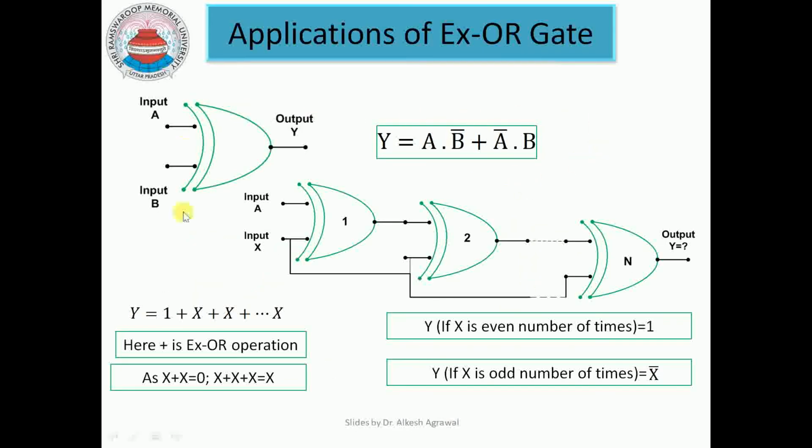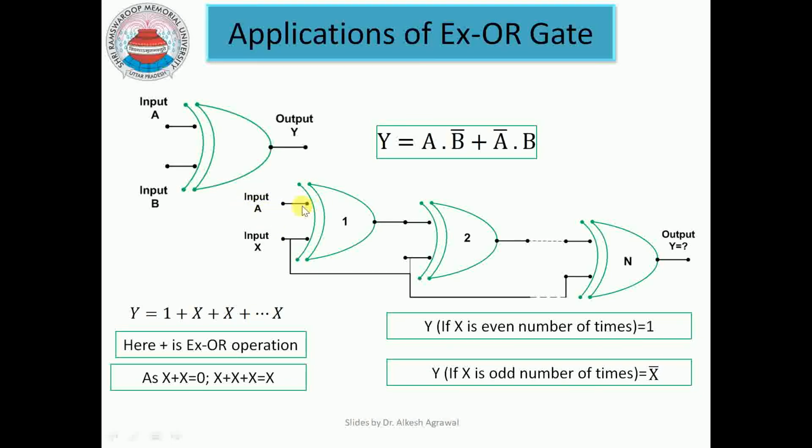So here you can see, if we have a number of XOR gates which are being cascaded, that is, the output of this XOR gate is being input to one of the inputs of the next gate. Again, this output is being cascaded to an input of another gate. Like this, we have XOR gates, and one input is common to all the XOR gates.